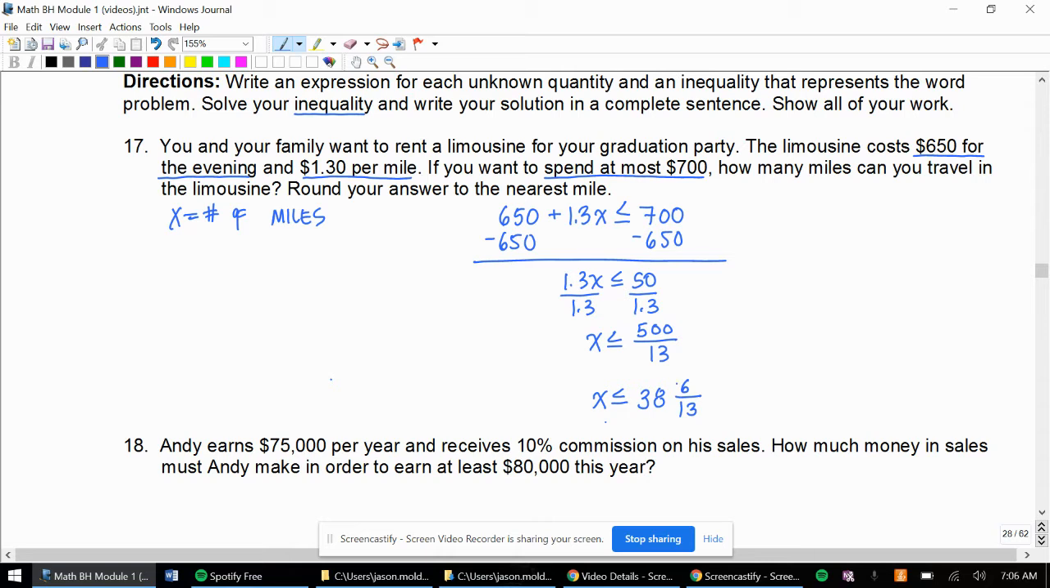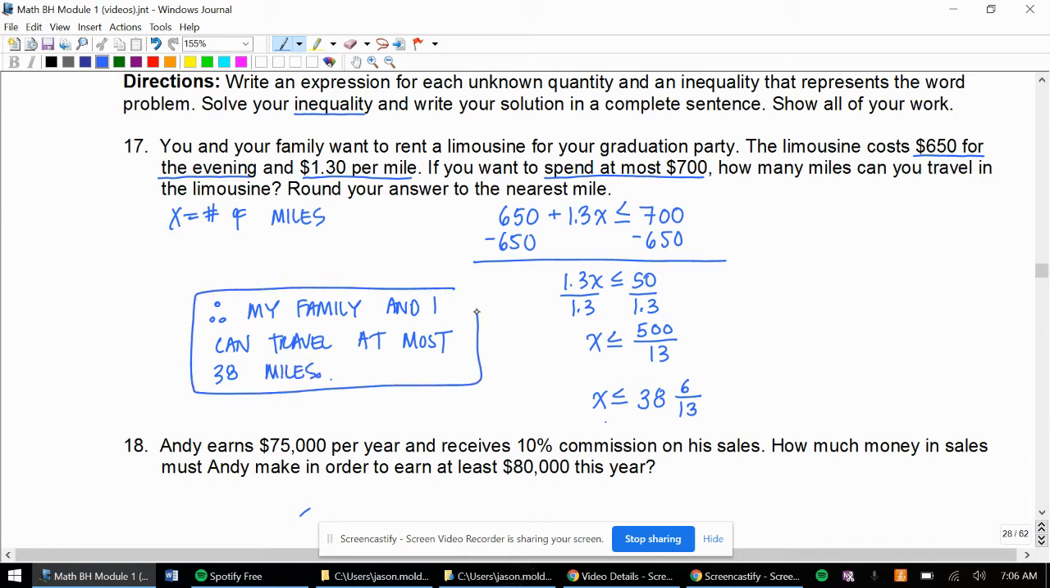Okay, so it now tells me that we're going to round our answer to the nearest mile, meaning that we need to pick an answer, and I guess this limo company only lets us go whole number miles. So we need a number that is less than or equal to 38 and 6/13. 38 and 5/13 would in theory work, but we're looking for the nearest mile without a fractional mile. And so we're going to say, therefore, my family and I can travel at most 38 miles.